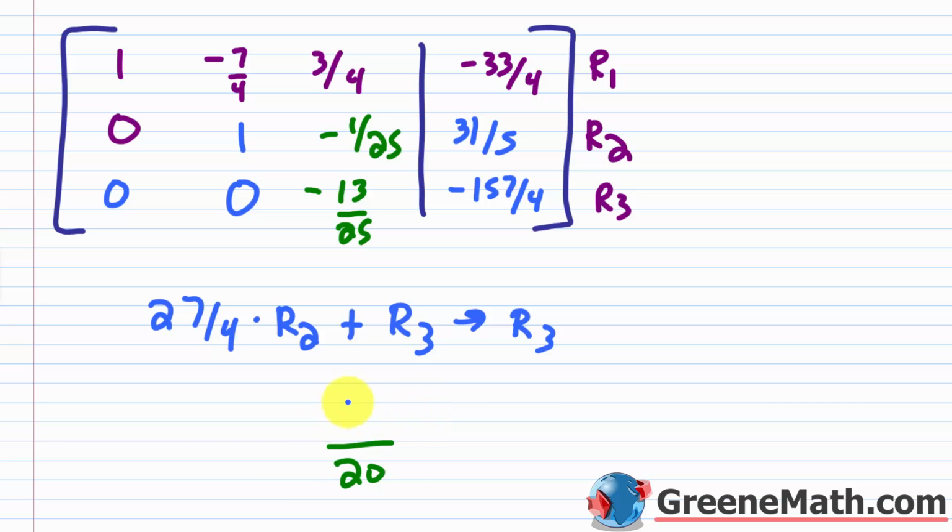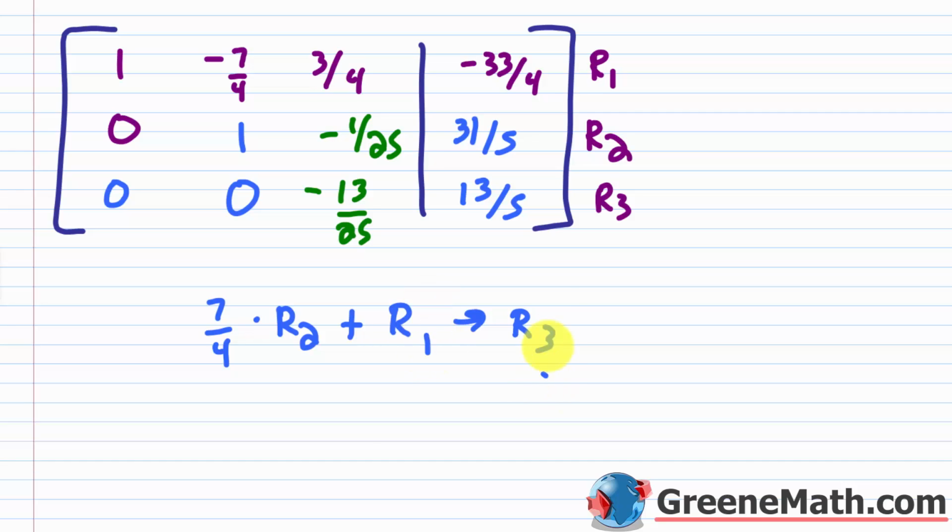52 divided by 4, again, is 13. 20 divided by 4 is 5. So this guy right here is going to be 13 fifths. Okay? All right, so let's work on getting a 0 here. So again, I want to multiply row 2 by 7 fourths now and add the result to row 1.